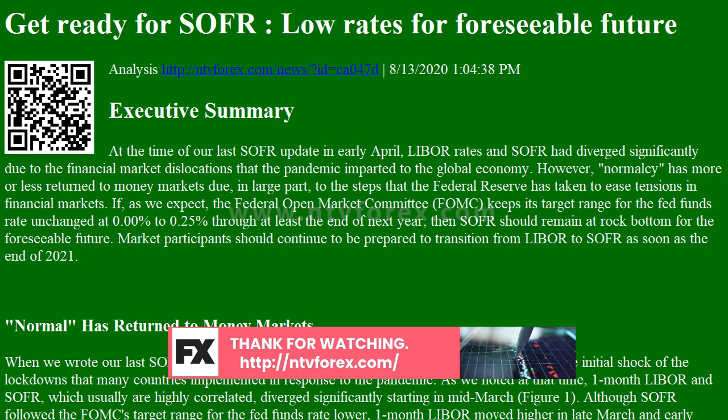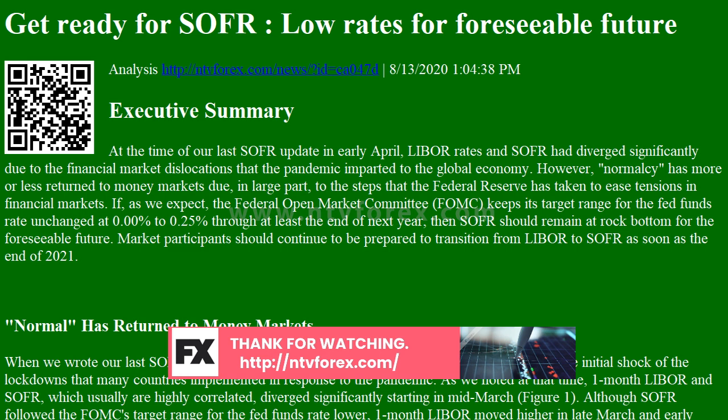When we wrote our last SOFR update in early April, the global economy was still reeling from the initial shock of the lockdowns that many countries implemented in response to the pandemic. As we noted at that time, 1-month LIBOR and SOFR, which usually are highly correlated, diverged significantly starting in mid-March. Figure 1. Although SOFR followed the FOMC's target range for the Fed funds rate lower, 1-month LIBOR moved higher in late March and early April. This rise in LIBOR, which is an unsecured interest rate, reflected, at least in part, general tensions in credit markets that surfaced in March.